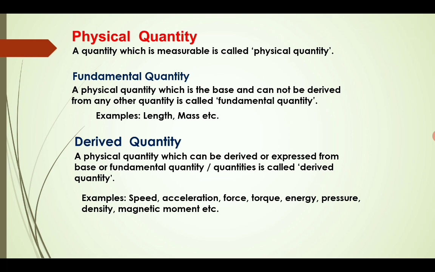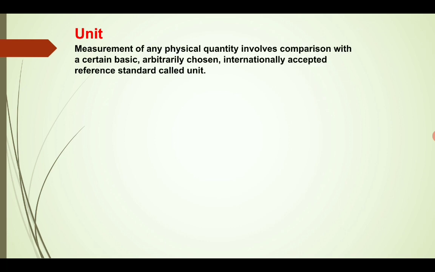Now, after discussing the fundamental and the derived quantity, we need some measurable quantity or entity to define or express these physical quantities, and that is known as the unit. So what is a unit? The measurement of any physical quantity involves comparison with certain basic, arbitrarily chosen, internationally accepted references, standard. These are called the units.